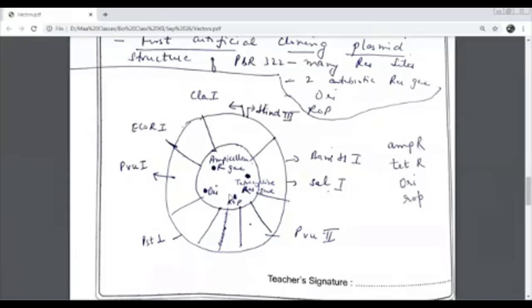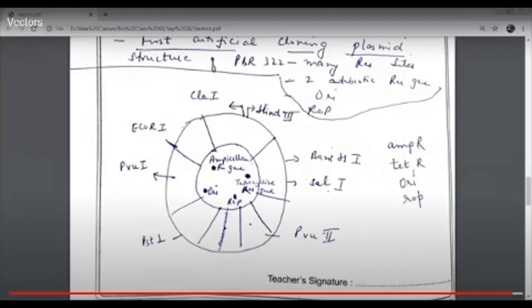I'll be finishing my classes at 9:45 today, and immediately after this I have English in your class. Ampicillin resistant gene and tetracycline resistant gene.